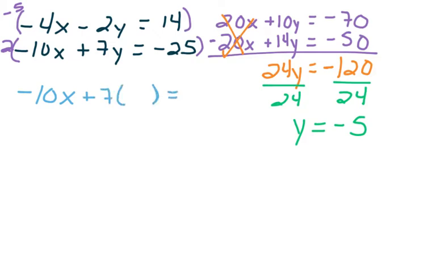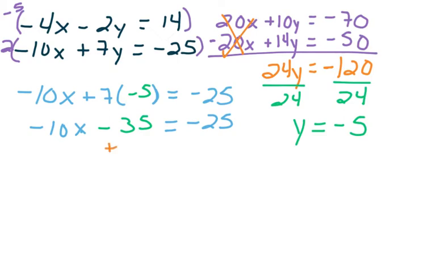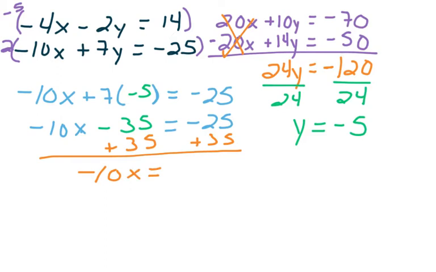And now I'm replacing the y with the y that I just solved for, which is -5. Do a little cleanup here. Positive times a negative is a negative. And I have to move that to the other side, so I'm going to add the 35. -25 plus 35 gives me a +10. And dividing to conquer then, dividing by the -10, x is equal to -1.